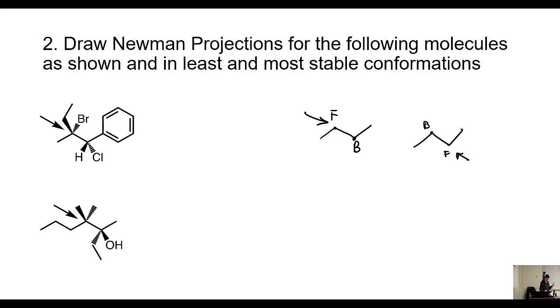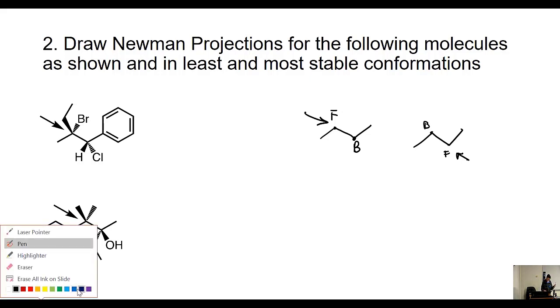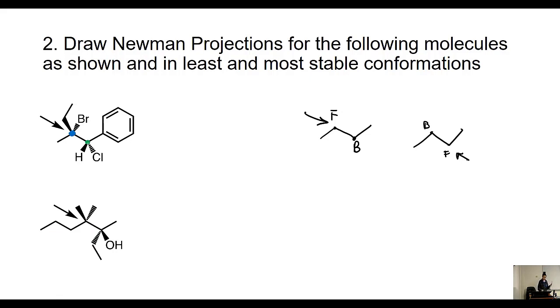So what is my front carbon going to be? The one with the bromine or the chlorine? The bromine. All right, I'm going to make that blue. And then my back carbon is going to be chlorine. I'm going to make that green. Okay, so when I do this, I have a look.